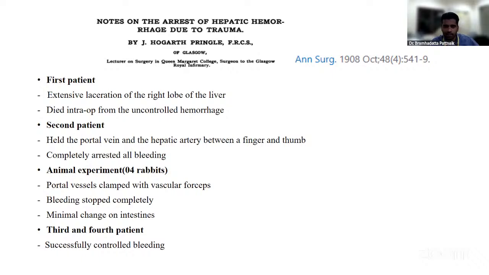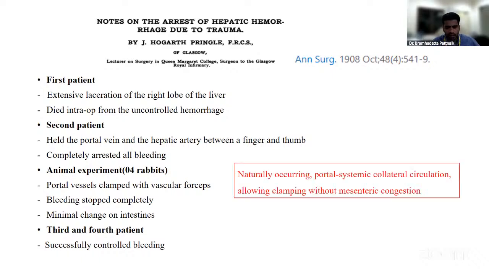And then he again came back to the OR table, and then he controlled the third or fourth patient. The first 7 or 8 patients died subsequently, some in the OR and some in the post-operative period. But within a year or so, he gradually learned that in women, there are so many naturally occurring portosystemic collaterals.